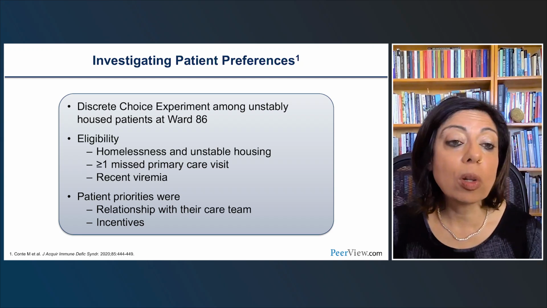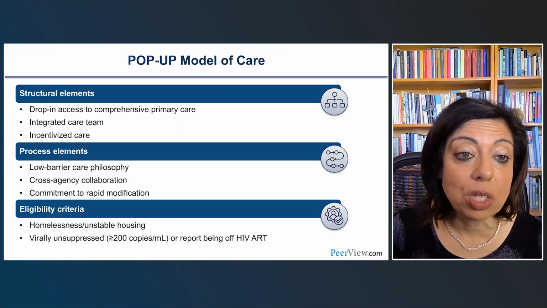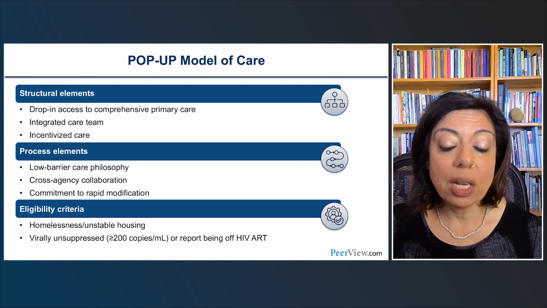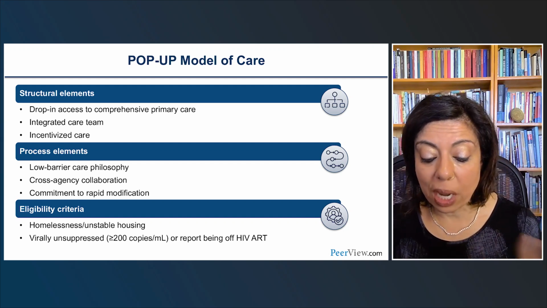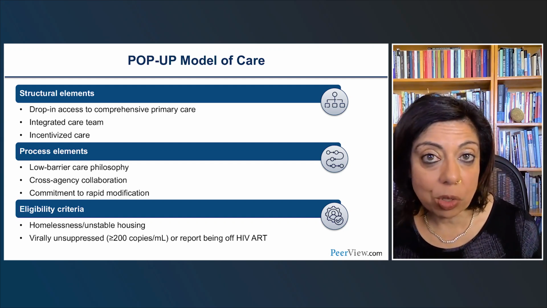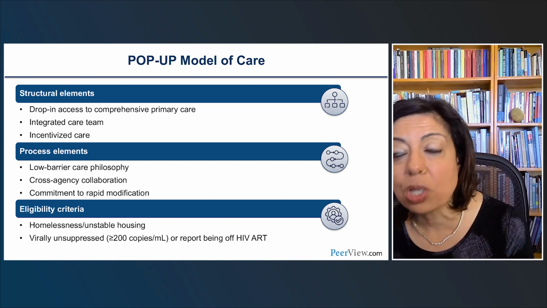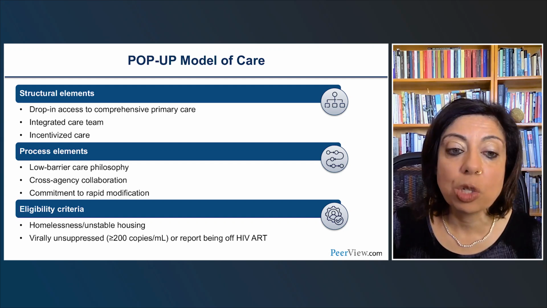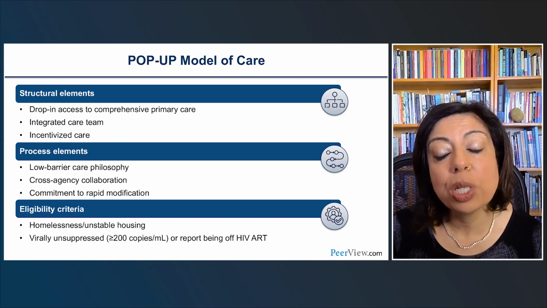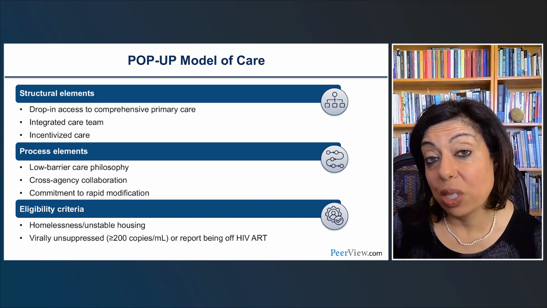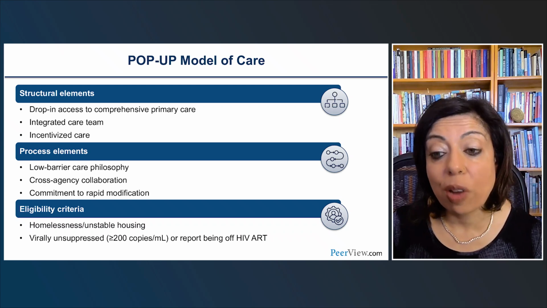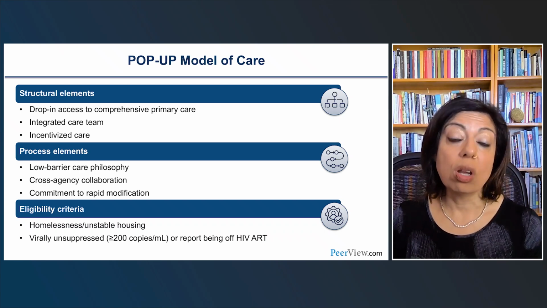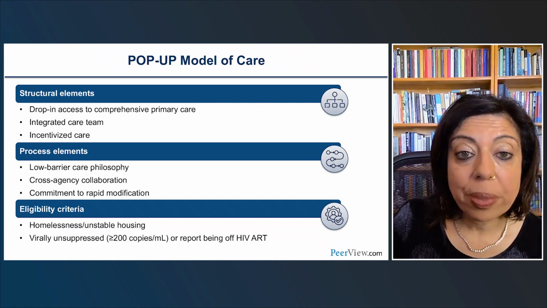And so putting that all together, we came up with the HIV low barrier care philosophy and started the pop-up program. The pop-up model of care has drop-in access to comprehensive primary care, an integrated care team, incentivized care, and it's a low barrier philosophy. You can drop in any afternoon. It's the same team who sees you, the same social worker, the same nurse, the same pharmacist, the same case manager, a couple of rotating providers, but you know them. And anyone who's engaged in the pop-up program has to have unstable housing, has to have ongoing viremia, and we use all these high intensity services to try to work on virologic suppression rates.